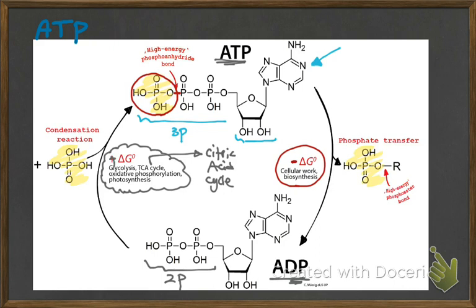During these reactions, we input energy. That's why we see a positive sign here. So we input energy, and we add that phosphate group that we lost previously back to our ADP molecule to regenerate ATP.